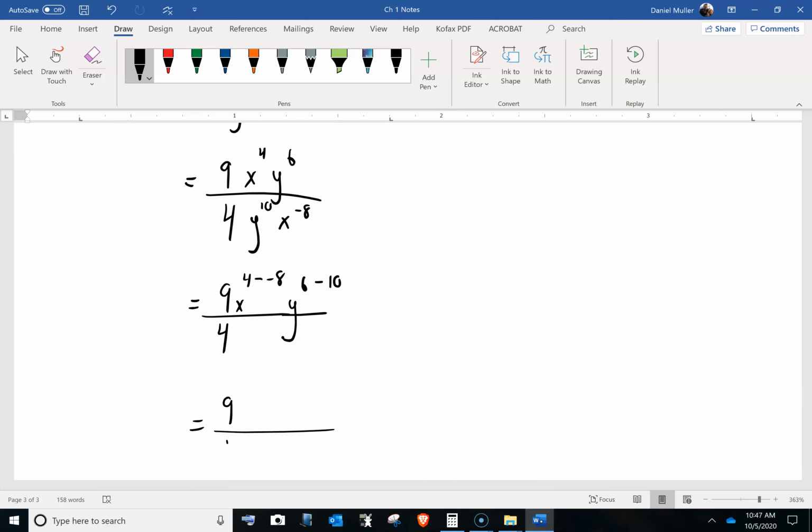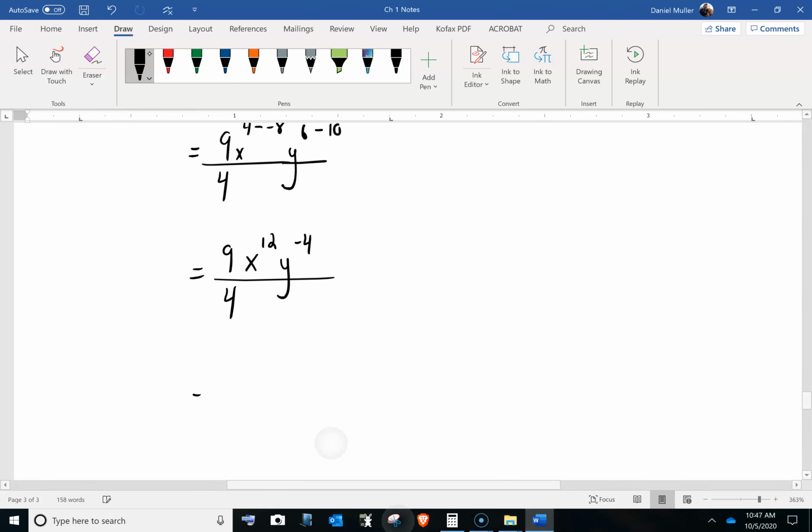So there's my 9, there's my 4, and this can be added. 4 plus 8, so that's going to be an x to the 12. And then y, 6 minus 10 is going to be a negative 4. And then, like I said, any negative exponents can go to the bottom. So we'll have an x to the 12 and a y to the 4. And that is my final answer.